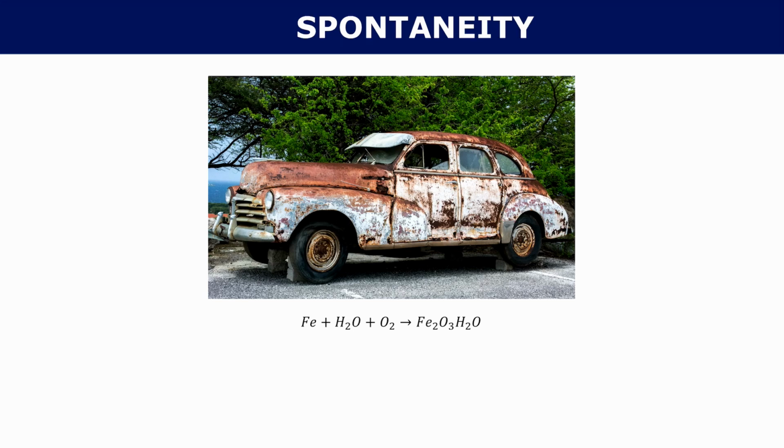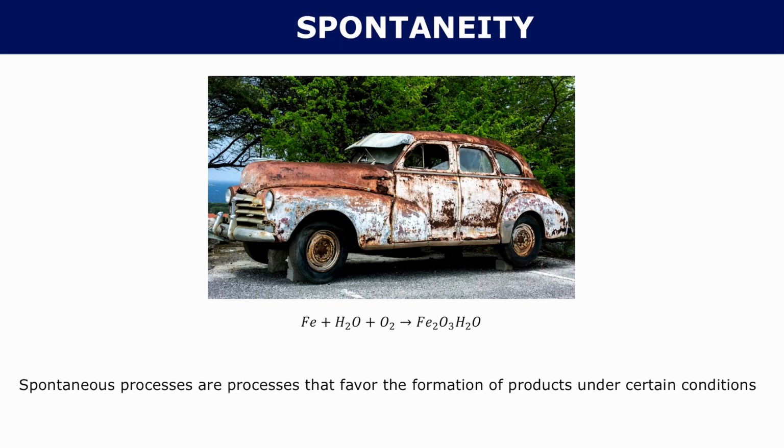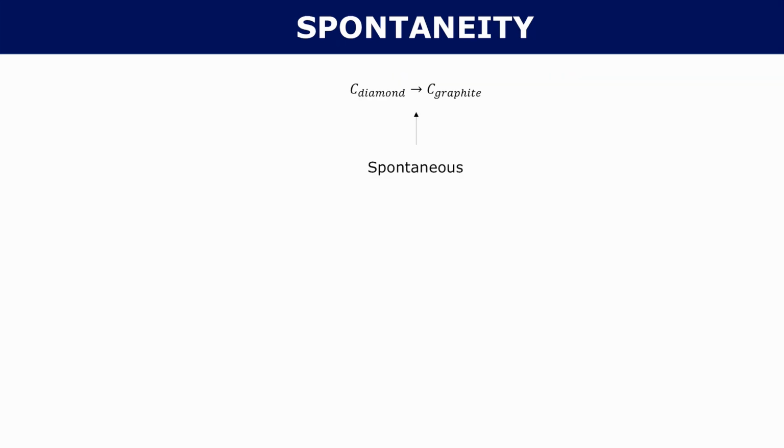And so essentially, if you leave iron out, it's going to rust. And those are spontaneous processes. These are processes that favor the production of products under certain conditions. So there are certain reactions that are just going to happen. As long as you leave them alone, they're going to happen. And one of these reactions is carbon diamond turning into carbon graphite.